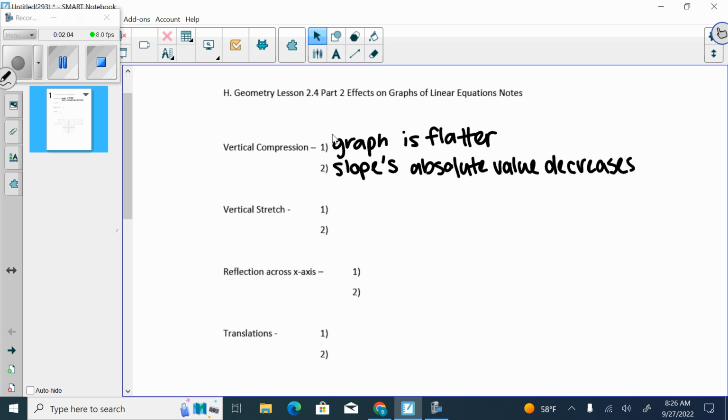All right. Then on the other hand, we have vertical stretches to our graphs, which in this case, if you're stretching something, it should be getting steeper. Okay? So here my graph is steeper. And in this case, your slope's absolute value is increasing.